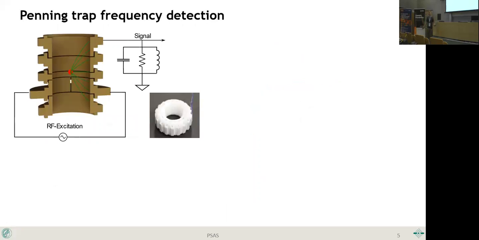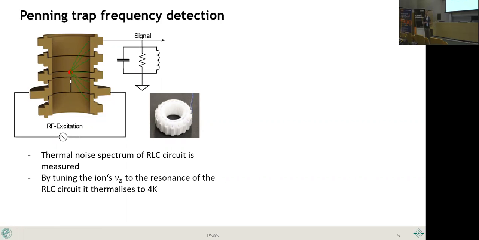Okay, so how do we do a frequency detection? So we connect to one of the electrodes a coil, a superconducting coil, which gives us a high Q resonator. And then over this resonator, the image currents the ion induces while it oscillates here get amplified essentially to a somewhat measurable voltage. The other benefit of this is that this resonator thermalizes your ion to its own temperature. And our experiment is at 4 Kelvin. That's how we get our ion essentially to 4 Kelvin.